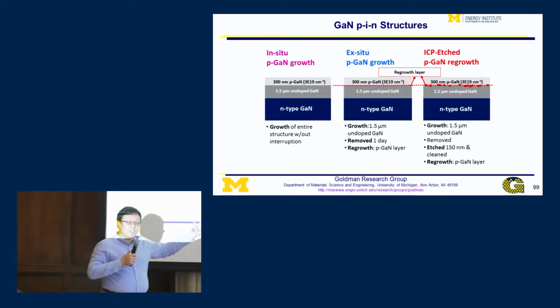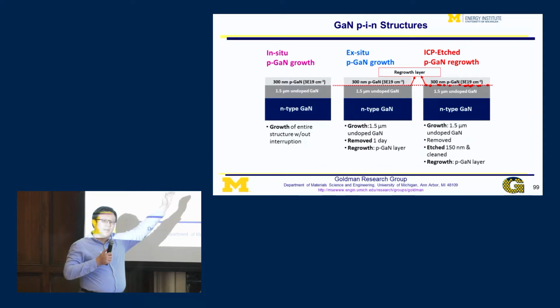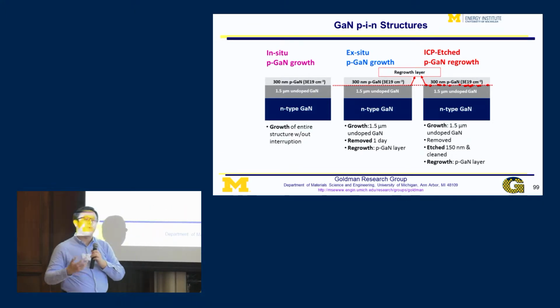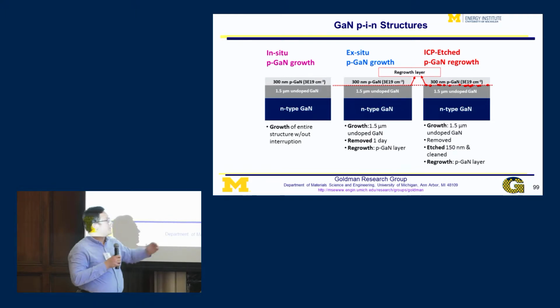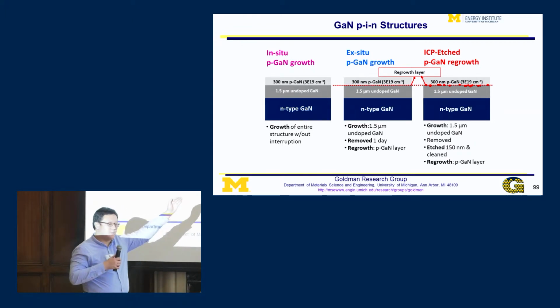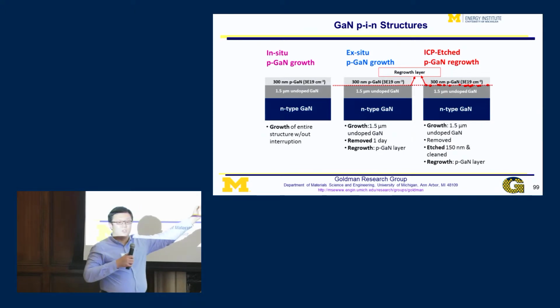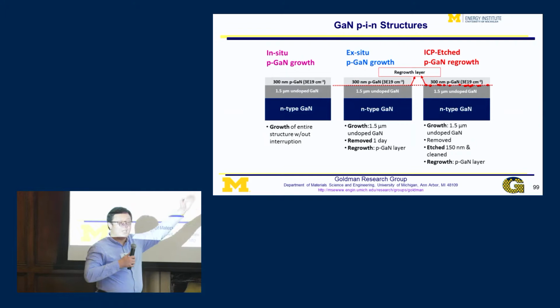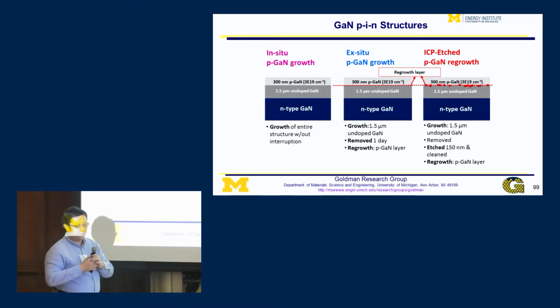The second one is ex-situ. We grow the unintentionally doped layer and take it out for a day, so it's going to have potential contamination from the air or some other place, and we put it back in the chamber and regrow the upper layer, the magnesium doped layer. For the third one, we grow the unintentionally doped layer, use acid to etch down a little bit, which is a common way to treat materials in the industry, and we grow the p-type layer again on the top.